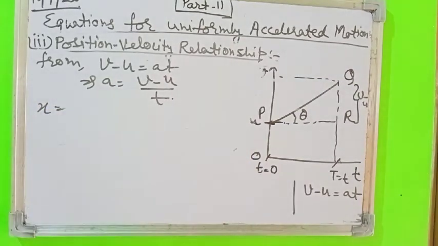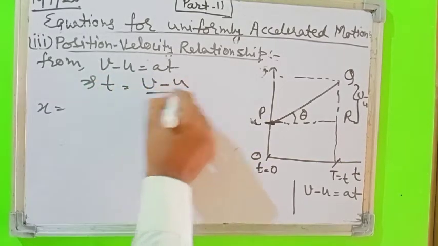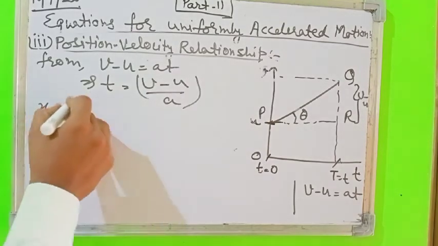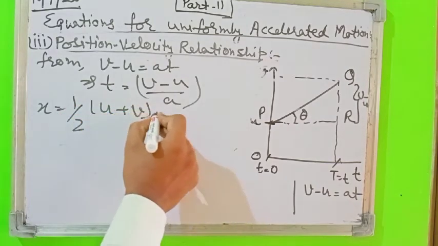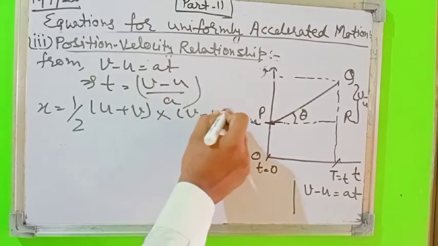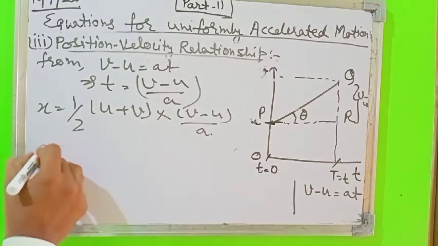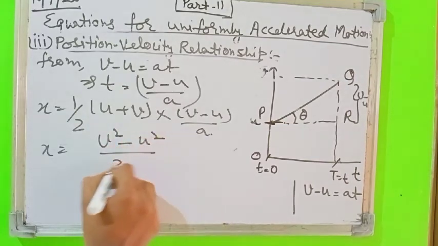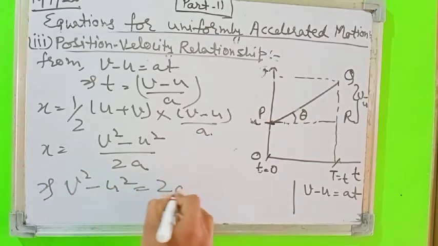X is equal to... T is equal to (V minus U) upon A. So X is equal to 1 by 2 (U plus V) into (V minus U) upon A, and you can write it as X is equal to (V square minus U square) upon 2A, or you can write it as V square minus U square is equal to 2AX.